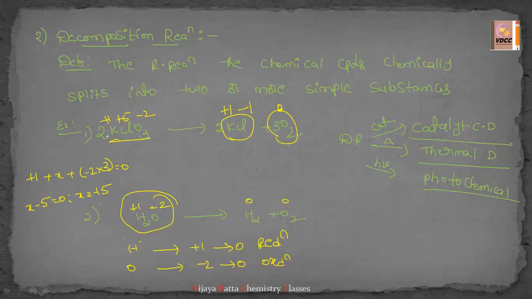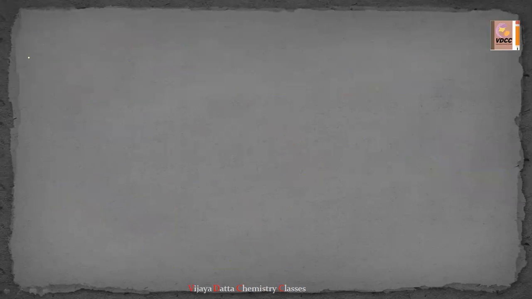There is no change in the potassium, plus 1 to plus 1. Whereas chlorine has changed from plus 5 to minus 1. Decreasing oxidation state is reduction, and the species which gets reduced is also called the oxidizing agent. We discussed this also. Taking oxygen, minus 2 to 0, increasing oxidation state is called oxidation. So this is a redox reaction. Decomposing or splitting into two or more simple substances under some conditions is said to be a chemical decomposition reaction. Now come to the next type of reactions.